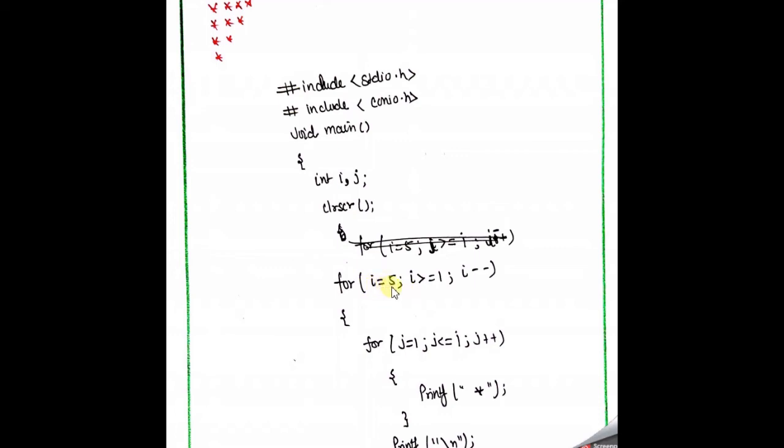i is basically starting from 5, i greater than or equal to 1, i decrementing from 5 to 1, and j is basically used from j is equal to 1 till i. If i is equal to 5, then j is moving from where? From 1 to 5. If i is equal to 4, then j is basically moving from 1 to 4. When i is equal to 3, then j is moving from 1 to 3. If i is equal to 2, then j is moving from 1 to 2. And if i is equal to 1, then j is moving from 1 to 1.